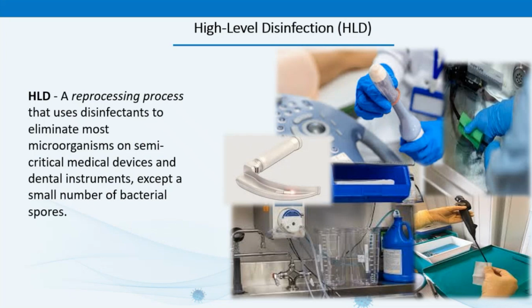So high-level disinfection is a reprocessing process that uses disinfectants to eliminate most microorganisms on semi-critical medical devices and dental instruments, except for a small number of bacterial spores. Now, some spores are allowed because semi-critical devices contact intact mucous membranes, like the lungs or the GI tract, which are susceptible to bacteria, mycobacteria, and viruses, but are usually resistant to infection by bacterial spores.